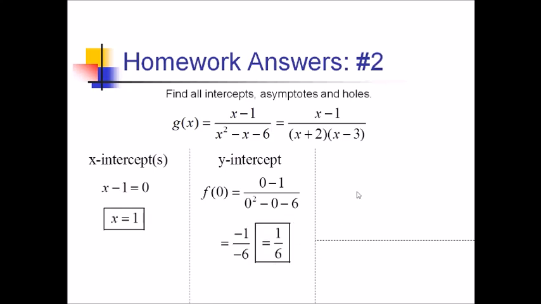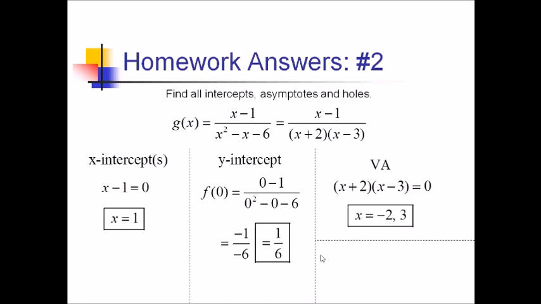And then let's find vertical asymptotes. Since nothing is going to cancel out, there are no holes here. It's just whatever zeroes out this simplified denominator that is going to be a vertical asymptote. So we've got x plus 2 times x minus 3 equals 0. So x equals negative 2 and x equals positive 3 are the two vertical asymptotes for this.